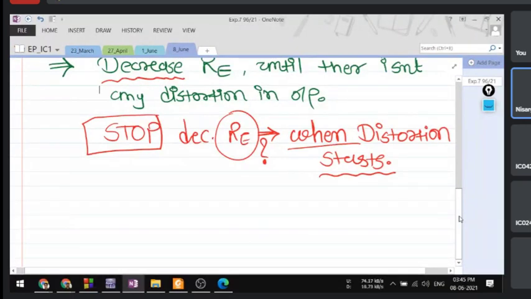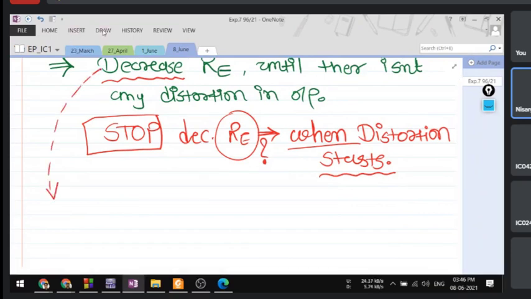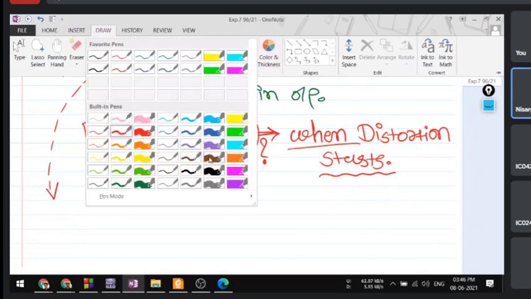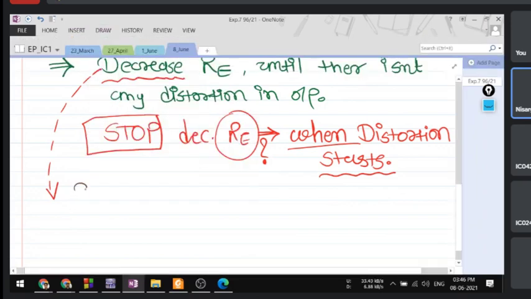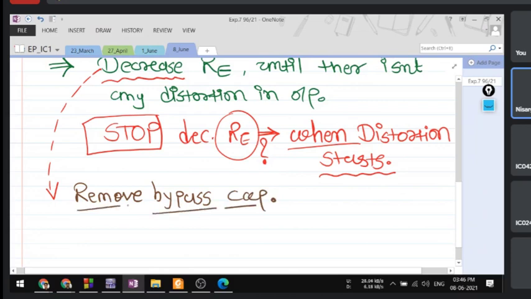But a very important step, student. If you want to see the effect of RE, what you have to do? You have to remove the bypass capacitor. The condition is: remove the bypass capacitor. That's it. That is a very important condition, that you have to remove the bypass capacitor. Then only you can see the effect.